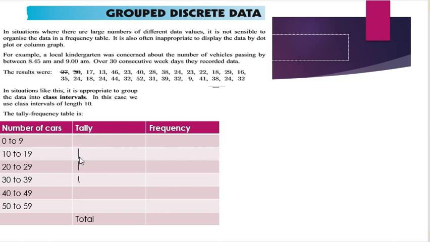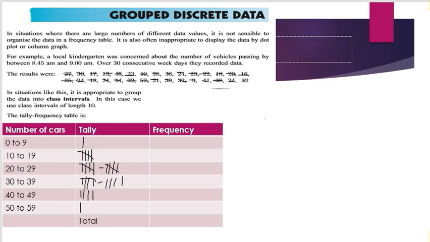So let's continue: 27, 30, and then 17, and then we have 13, then we have 46, 23. Alright, so I'll be pausing this, and let's continue later again. Once I've tallied, so always tally.